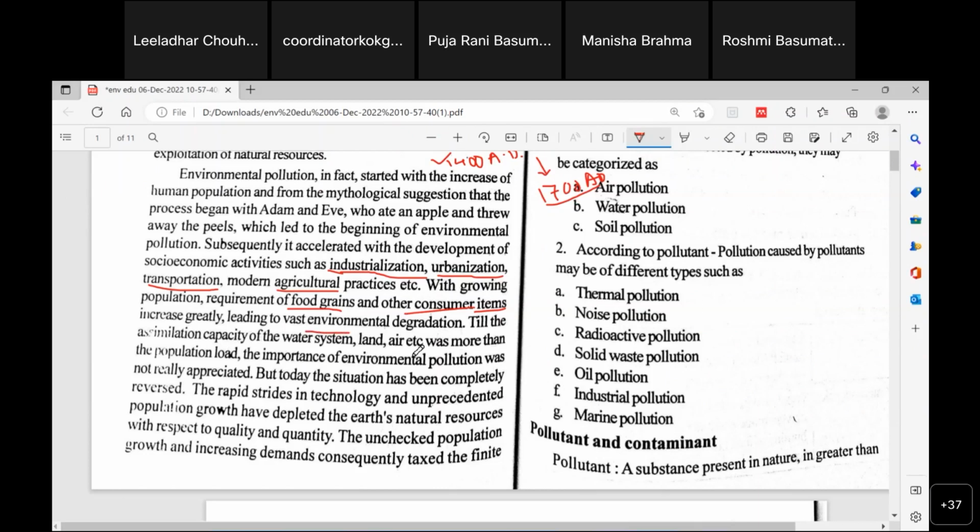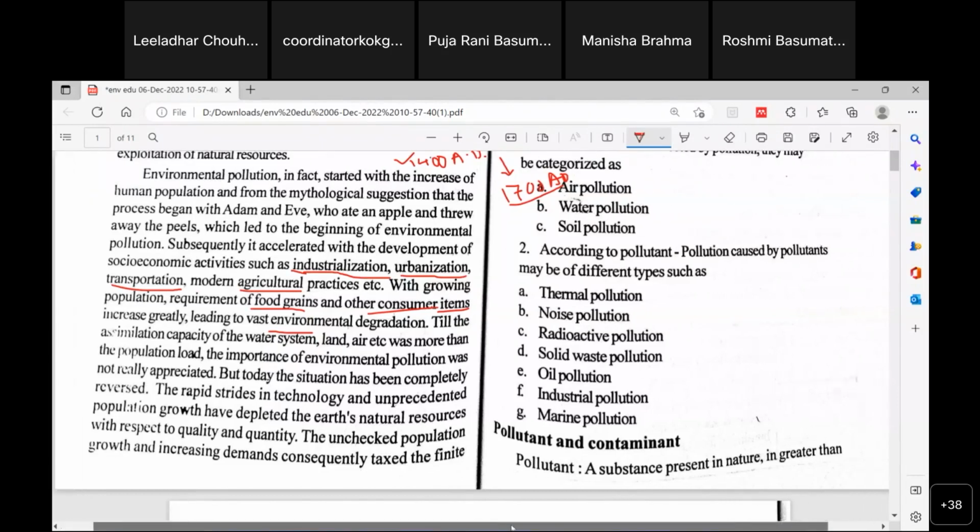Water system, land, air, everywhere the load of population has led to environmental pollution. But today the situation has been completely reversed. The rapid strides in technology and unprecedented population growth have depleted Earth's natural resources. One more thing that has happened is that natural resources have gone down and down. Coal, petroleum, they are decreasing day by day.